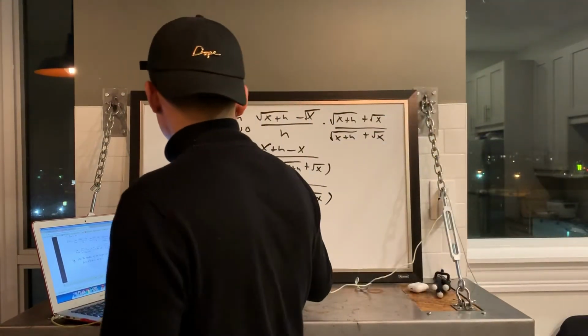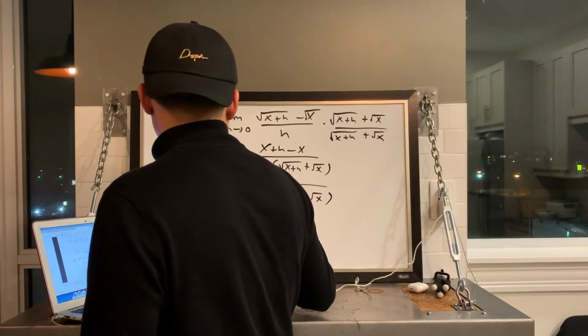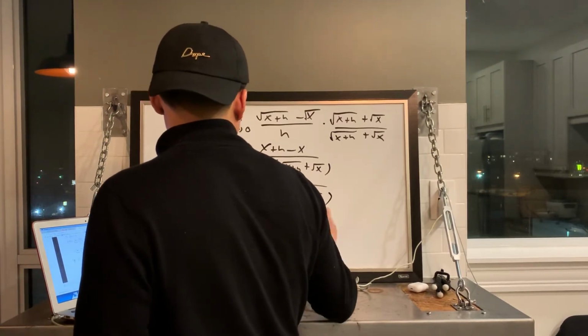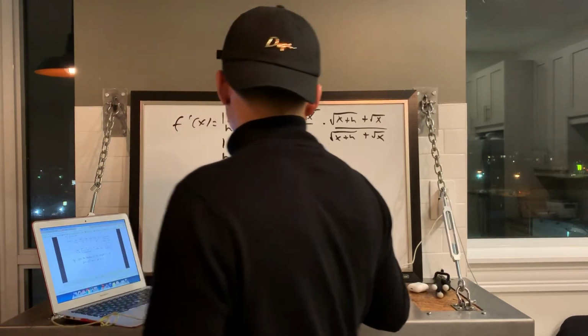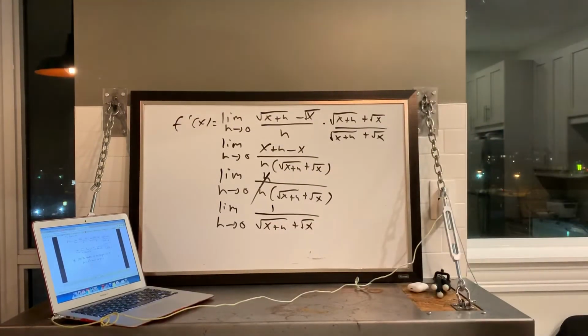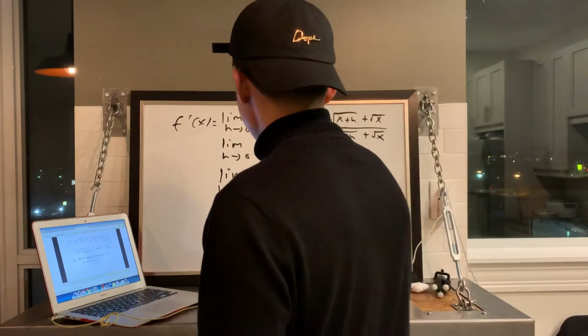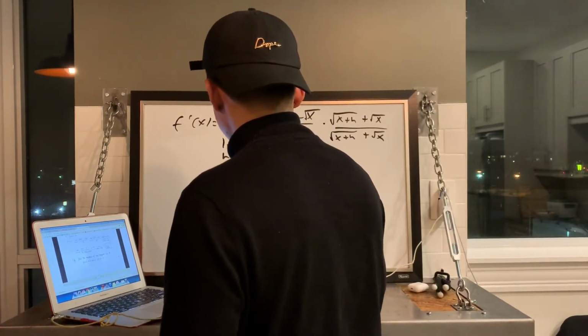And you get the limit, so when you sub in 0, you get 1 over 2 root x. That's your answer.